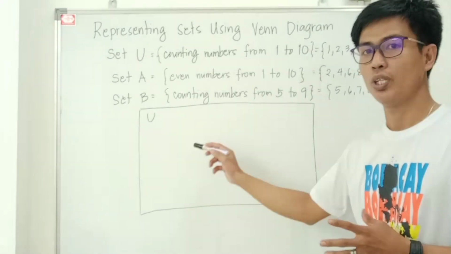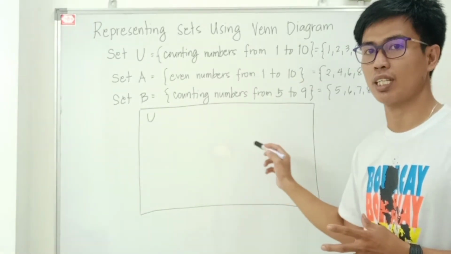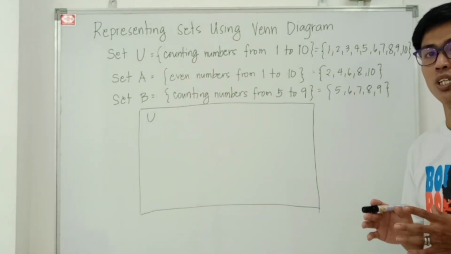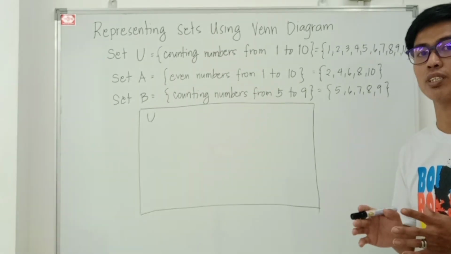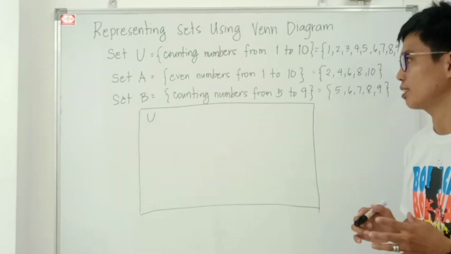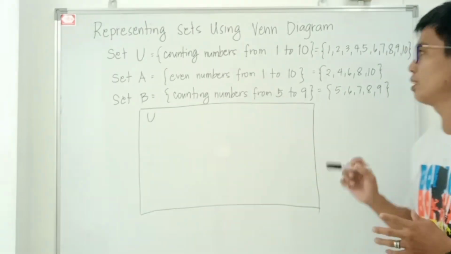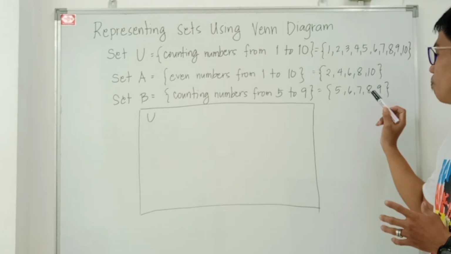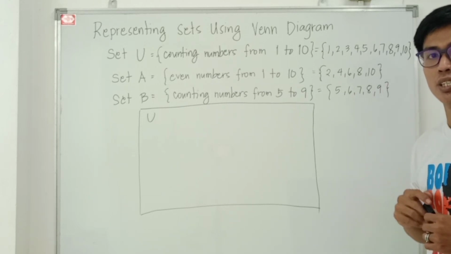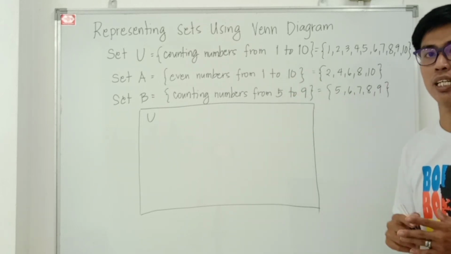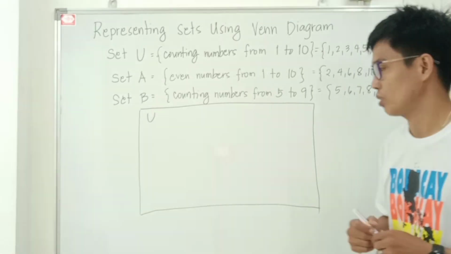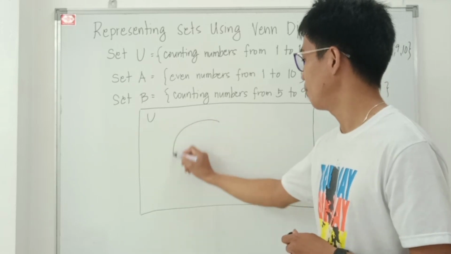So before you draw two circles inside the rectangle, the first thing is to identify whether there is an intersection of elements. Pag sinabing intersection, ito yung magkaparehas sa dalawang set. So tingnan natin yung set A at set B. So kung mapapansin nyo, meron tayong magkaparehas na elements which is 6 and 8. So that means yung dalawang set natin, kapag ginawan natin ng Venn diagram, ay mag-o-overlap.